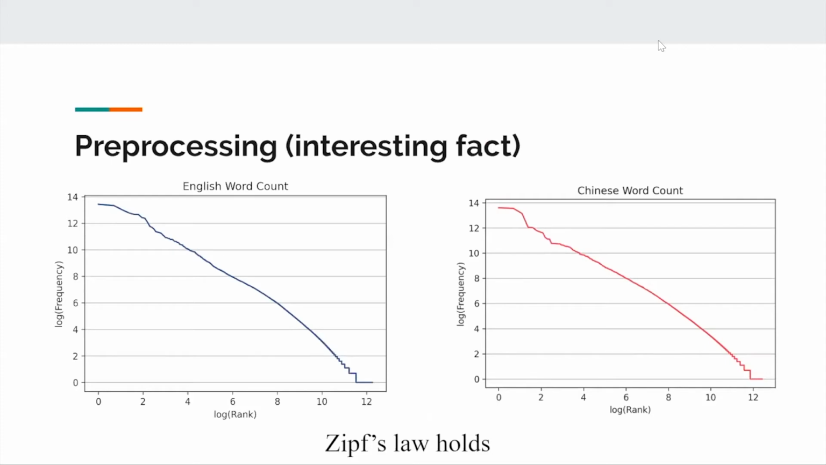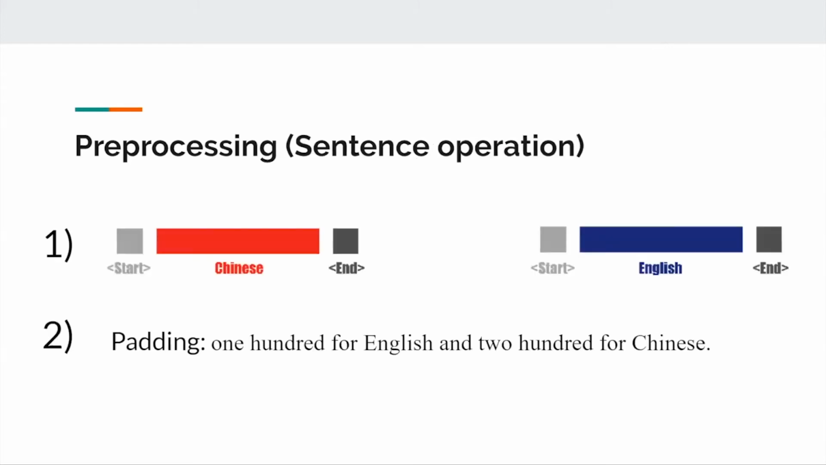An interesting fact, if we plot the log rank versus log frequency for the top 10 words, we can see that Zipf's law holds. Besides word operation, there are two steps of sentence operation. First, we need to make change to the input so that the machine can handle different sentence length. We put the start token before every sentence in both language, which can be considered as a pointer for the model to start training. Similarly, we put the end token after every sentence. Next, in order to train in batch, we pad or shrink all sentences to one length. In our case, 100 for English and 200 for Chinese.